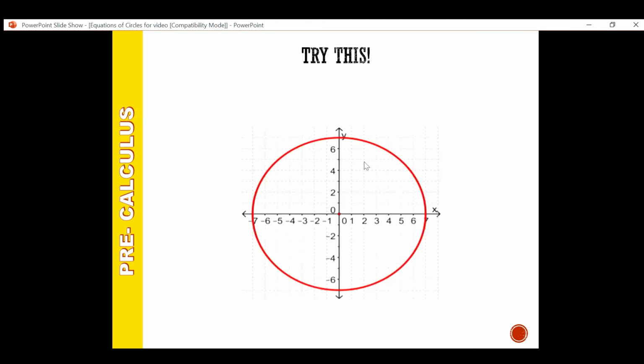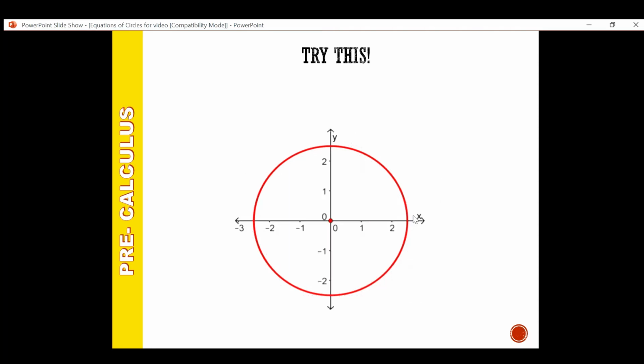Okay. So, try muna natin to bago tayo mag-write ng equation kung kaya na nating mag-identify ng radius at center ng circle. What is the center and radius of the circle? Okay, center is at 0, 0 or at the origin. And the radius is 1, 2, 3, 4, 5, 6, 7. Okay, nakuha nyo ba yun, class? Let's have another one.